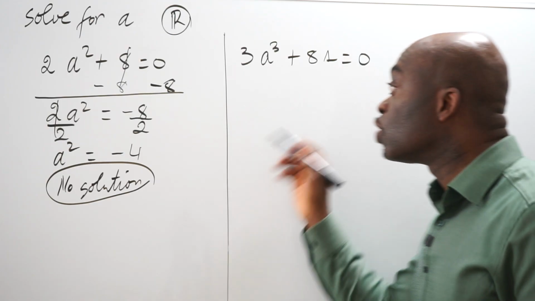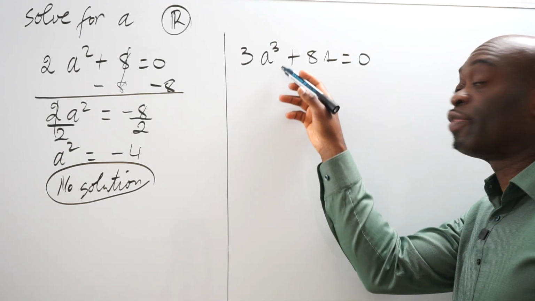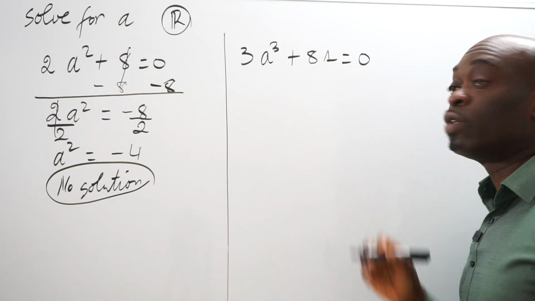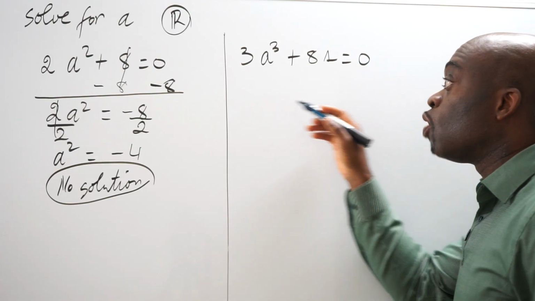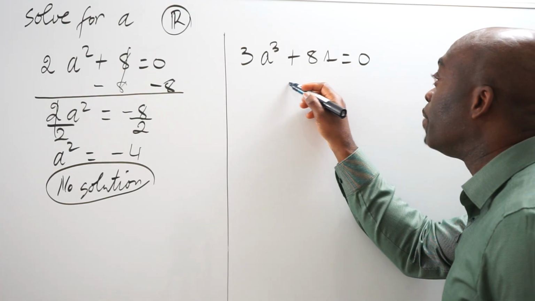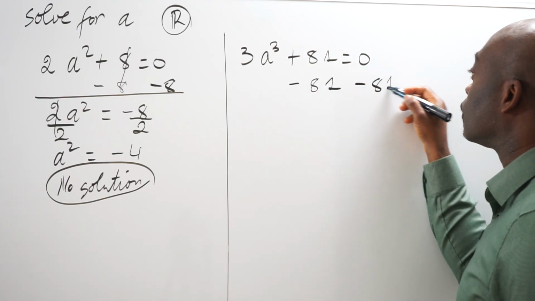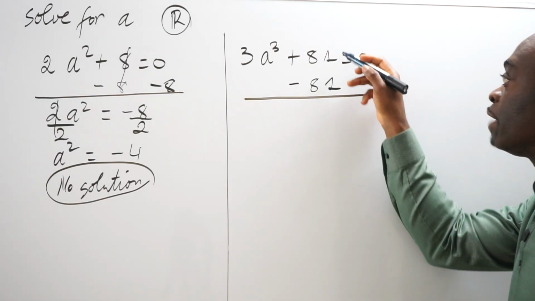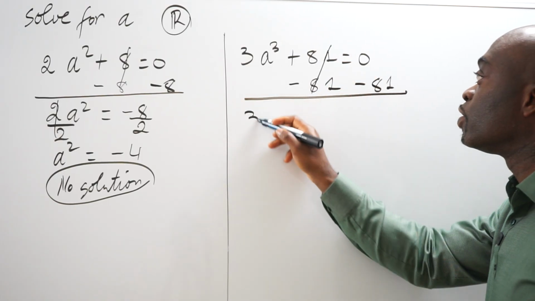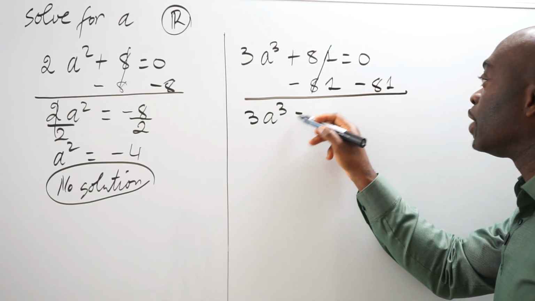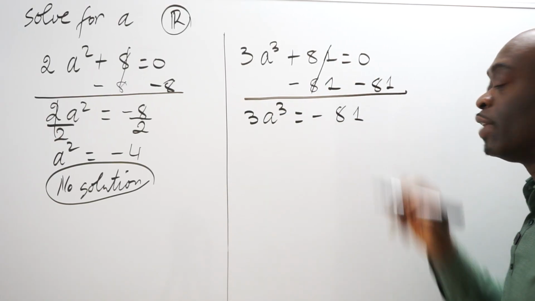All right. So now let's go for this one. 3a to the third power plus 81 equals 0. Right. So like how we did it for the first problem, we can subtract 81 from both sides. So this one is out. So you have 3a to the third equals negative 81.